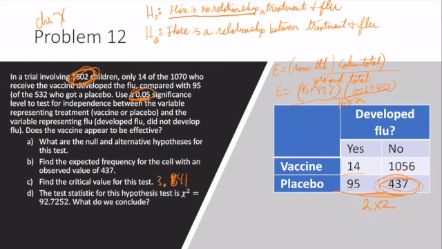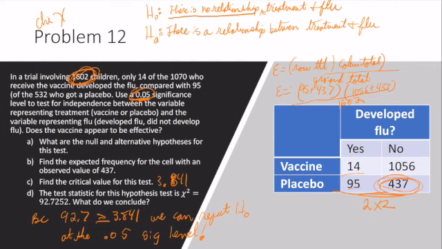So if I compute my chi-square for this 2 by 2 table, I would find a test statistic of 92.7252. Okay, because 92.7 is greater than 3.841, we can reject our null hypothesis at the 0.05 significance level.